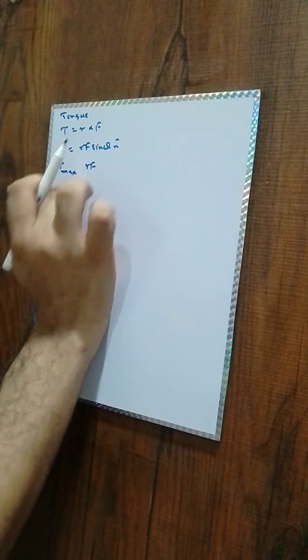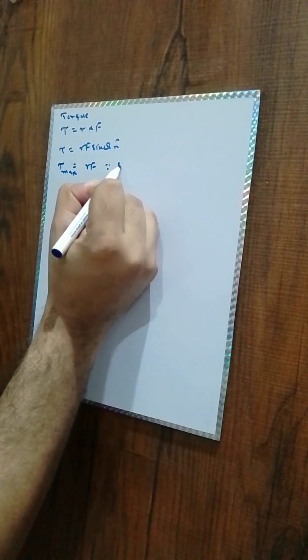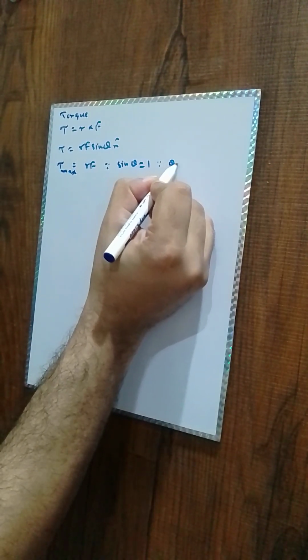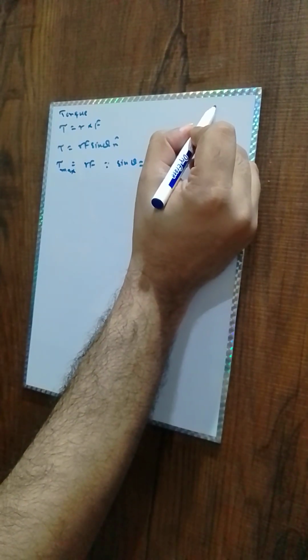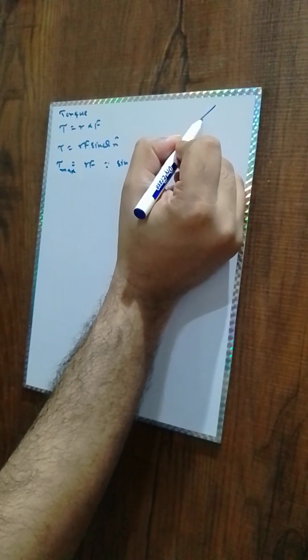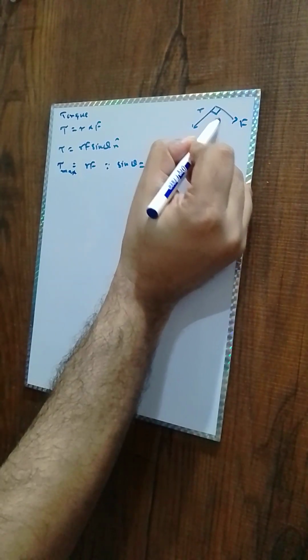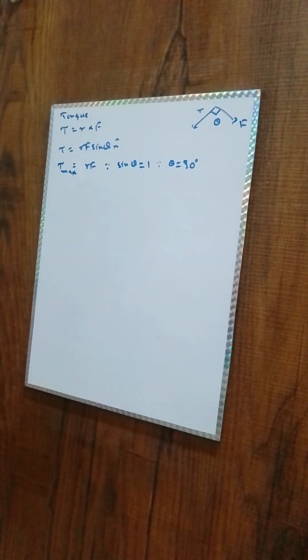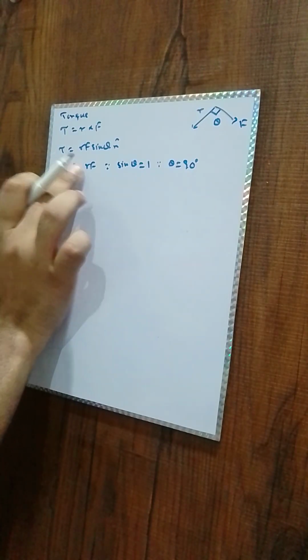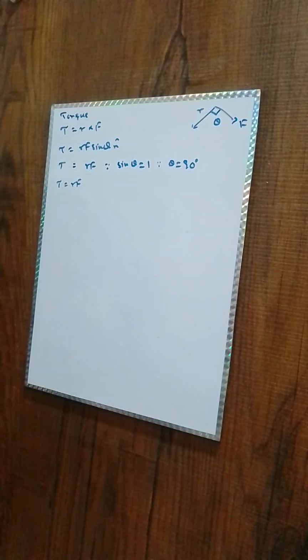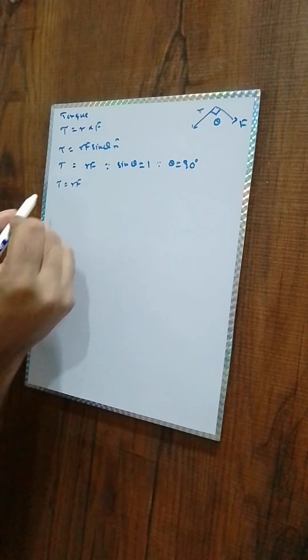rF. It can be rF if sine of theta is equal to 1, which implies that theta is equal to 90 degrees, which is the case for, let's say, the radius here and the force here, and the angle is theta, which is the right angle. So theta 90 gives sine theta 1, which makes tau to be rF as written here.